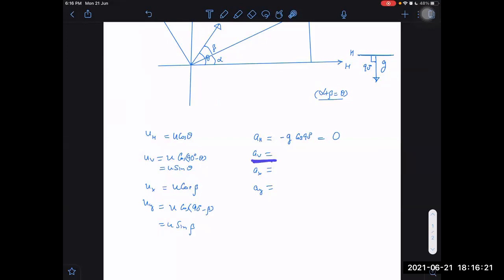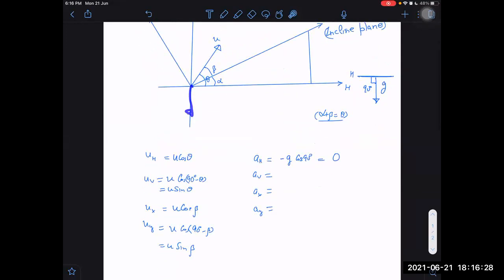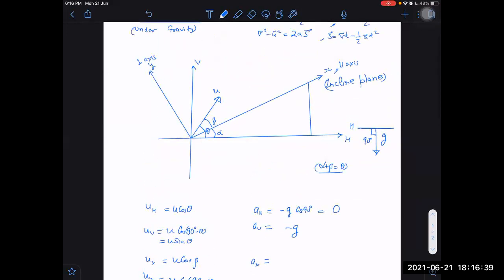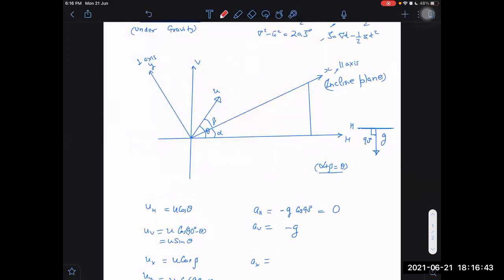What about the vertical? With vertical, we already know it is vertically downwards. Vertically downwards means yes, right. Now it will be negative, minus g, vertically downwards. What about the x-axis? X-axis means the inclined plane axis. Minus g sin beta, right or not? Let me check alpha once. I'm not sure. I have to verify properly. I have to be correct only.